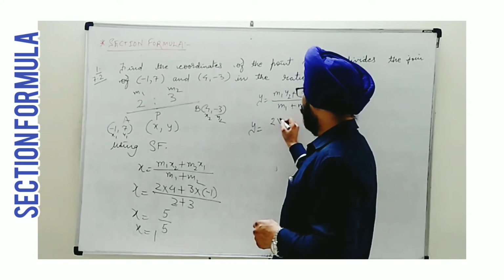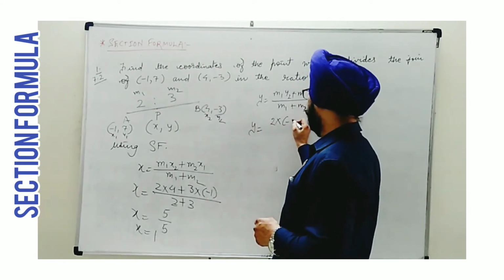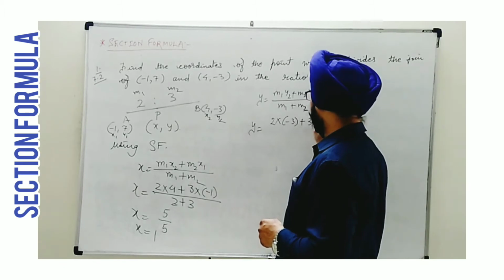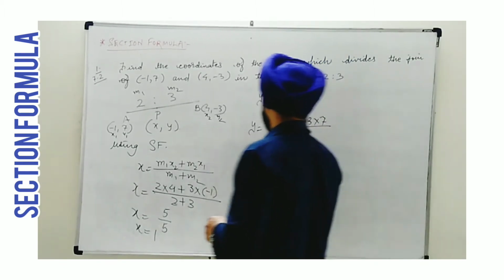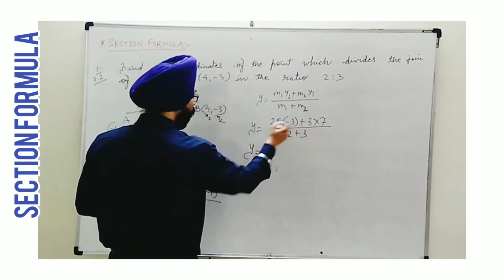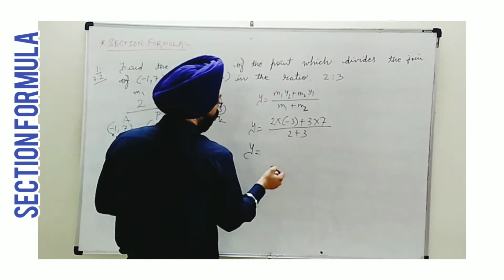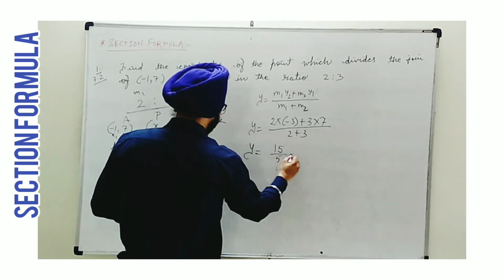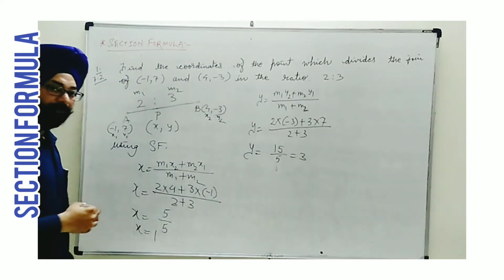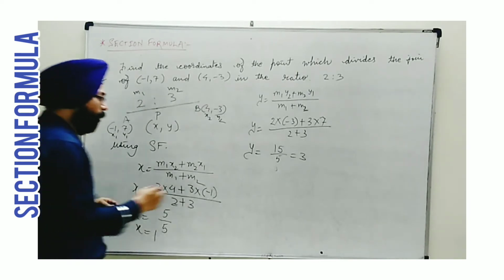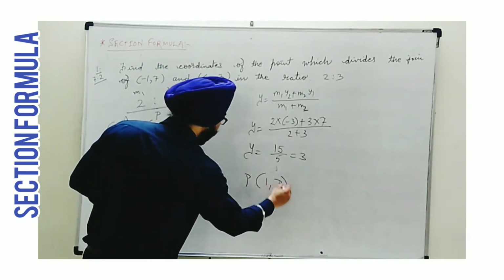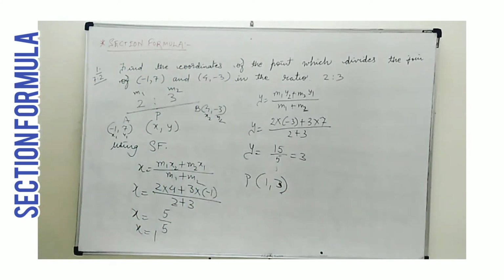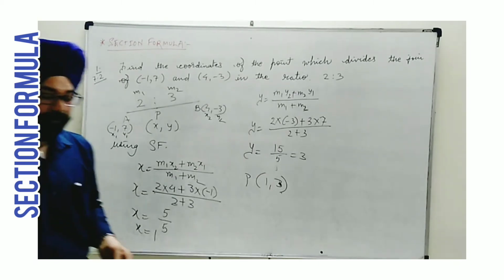m1 is 2 multiplied to the ordinate of second, it's minus 3, plus m2, 3 multiplied to y1, 7, and divided by 2 plus 3. We see y is equal to minus 6 plus 21, that is 15 upon 5, which is 3. This way, we get the required coordinates of P as (1, 3). So it has helped us to find the unknown coordinates. Now let's see more questions.